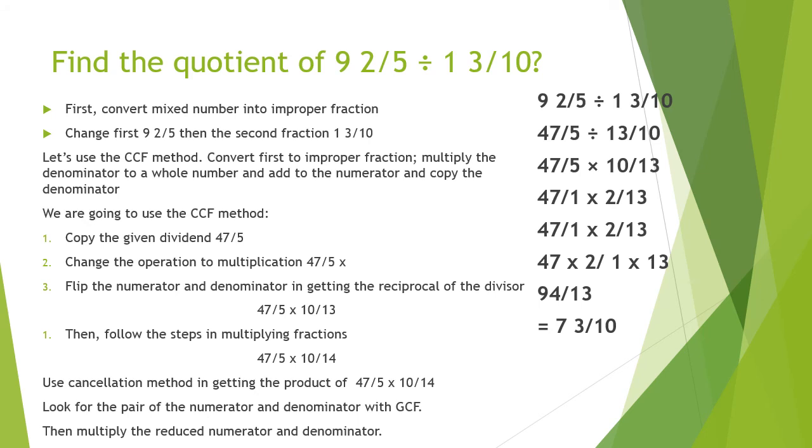Simplify the answer by converting to mixed number. In converting improper fraction to mixed number, divide the numerator by the denominator. The quotient will be the whole number, the remainder will be the numerator, and the divisor will be the denominator. Because of that, 94 over 13 is equal to 7 and 3/13. Therefore, the quotient of 9 and 2/5 divided by 1 and 3/10 equals 7 and 3/13.